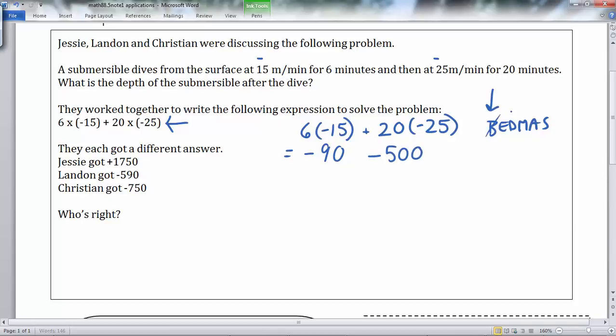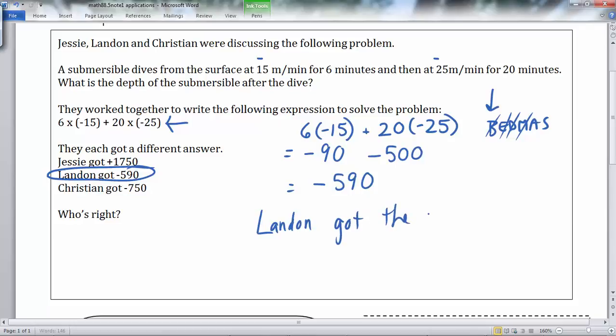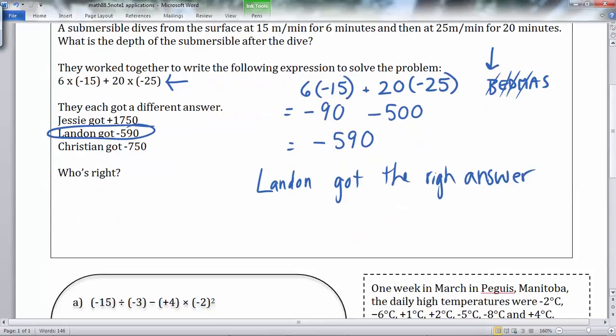So don't have to worry, brackets, exponents, division, multiplication. Now I can add negative 90 minus 500 gives me negative 590. So it looks like Landon got the right answer. Great. All right. Next question.